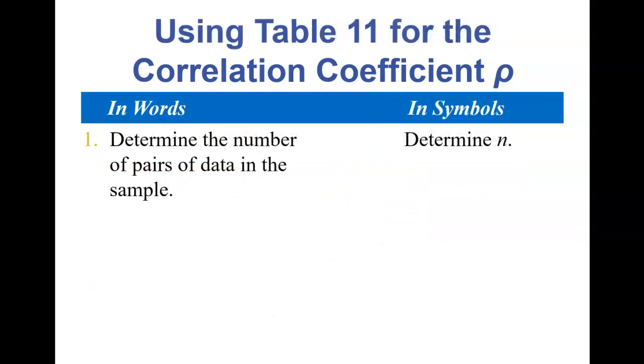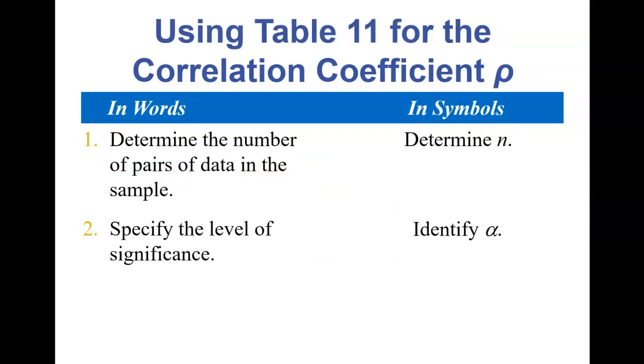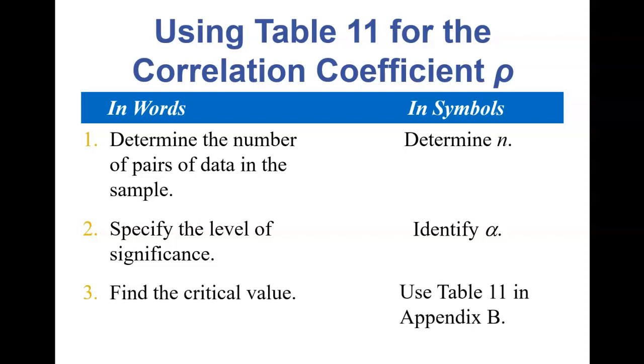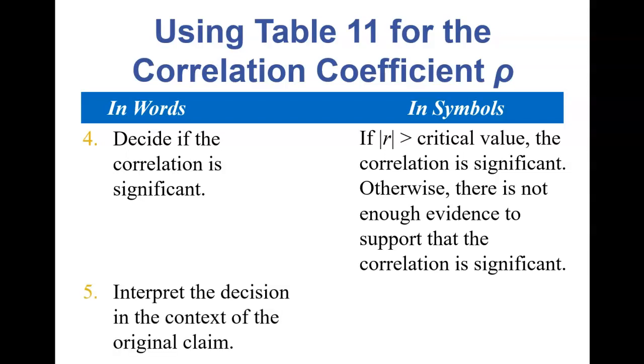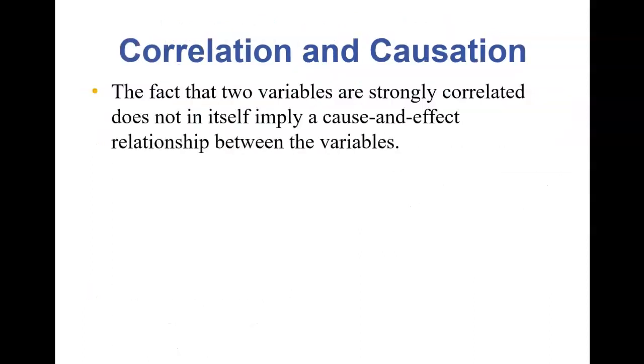So let's go ahead and see how this is done. First, you're going to see how many pairs of data you have, which is your n value. You will specify your level of significance, alpha, 5% or 1%. You will find your critical value from the table that is always given to you. And then based on your r and your critical value, you will determine if the correlation coefficient is significant or not. If it's not significant, the verbiage that you use is there is not enough evidence to support your correlation coefficient. And based on that, you will interpret your decision.